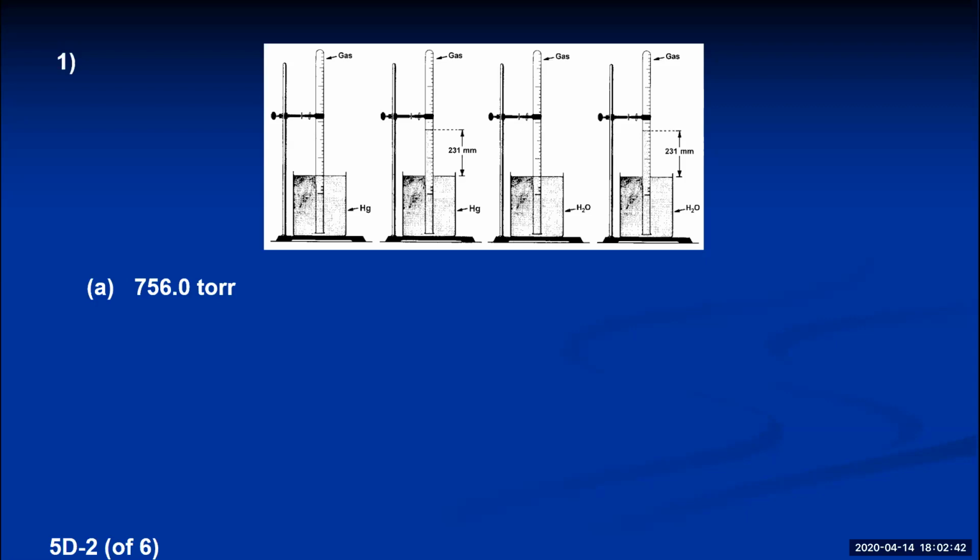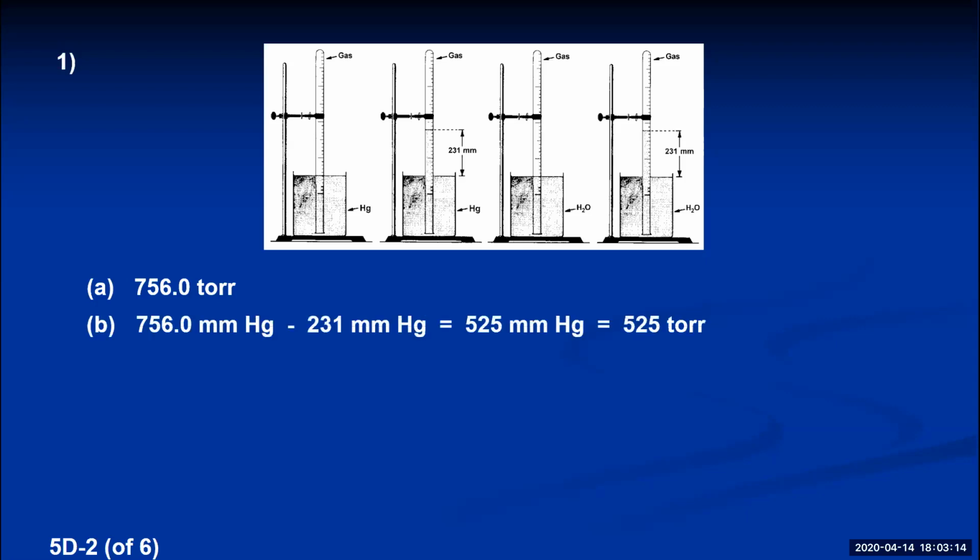In the second eudiometer, the level of mercury is 231 millimeters higher inside the eudiometer. That means that our hydrogen gas is only pushing its mercury down to here, where the atmosphere is pushing the mercury all the way down to here. Because the atmosphere is pushing its level of mercury down much further, the gas's pressure must be less than atmospheric. And because 756.0 torr atmospheric pressure is the same thing as 756.0 millimeters of mercury, we can directly subtract the 231 millimeters of mercury from the 756.0 millimeters of mercury, giving us a pressure of the hydrogen gas in the eudiometer of 525 millimeters of mercury, or 525 torr.